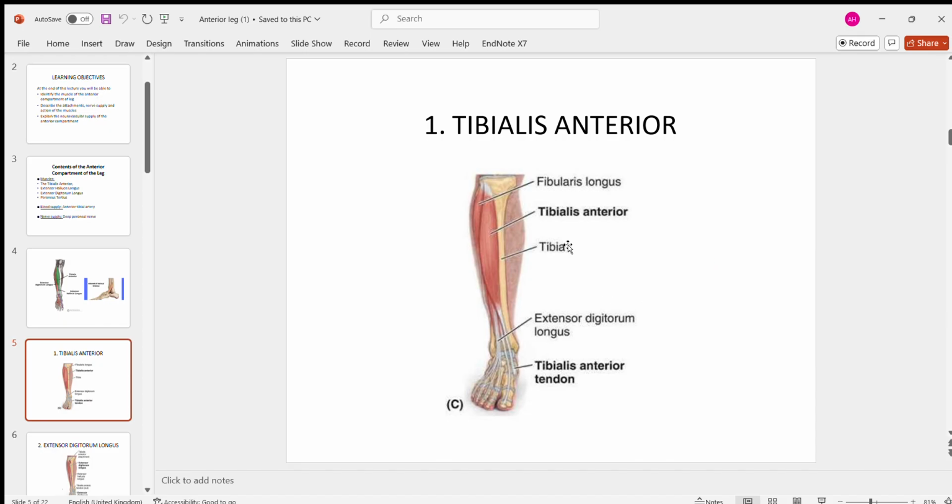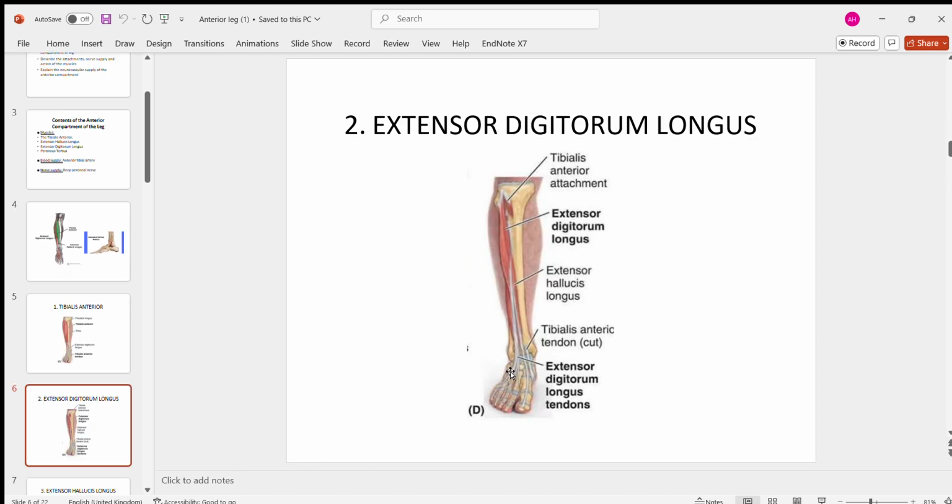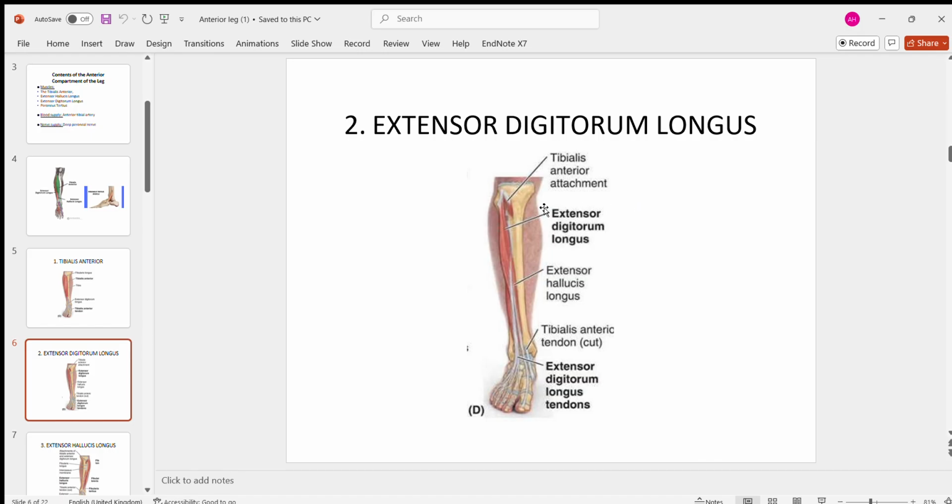Tibialis anterior is the anteriormost muscle of the anterior compartment of leg. It arises from the lateral condyle of tibia and along with that from the shaft of tibia, and it is inserted into the medial cuneiform and base of first metatarsal. The extensor digitorum longus arises from the lateral condyle of the tibia, along with that from the upper part of the medial surface of fibula shaft, and it is inserted on the distal phalanges of the lateral four toes.